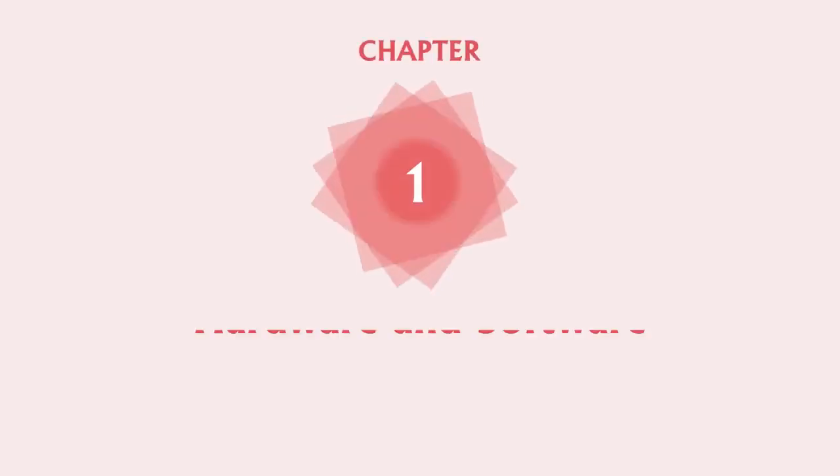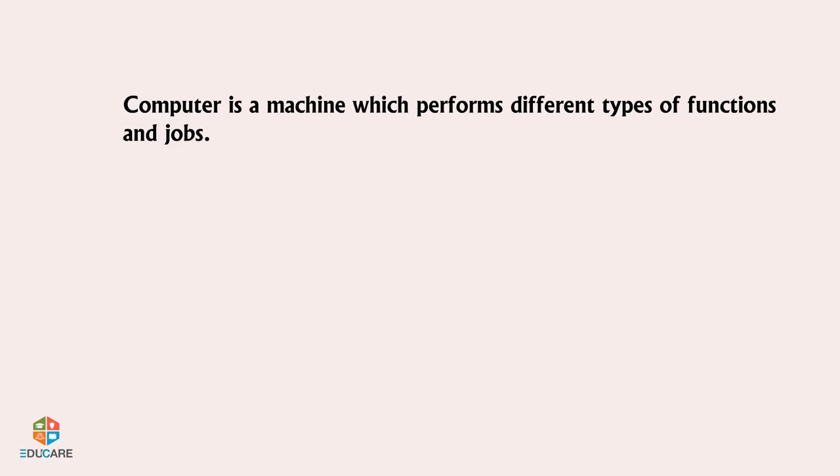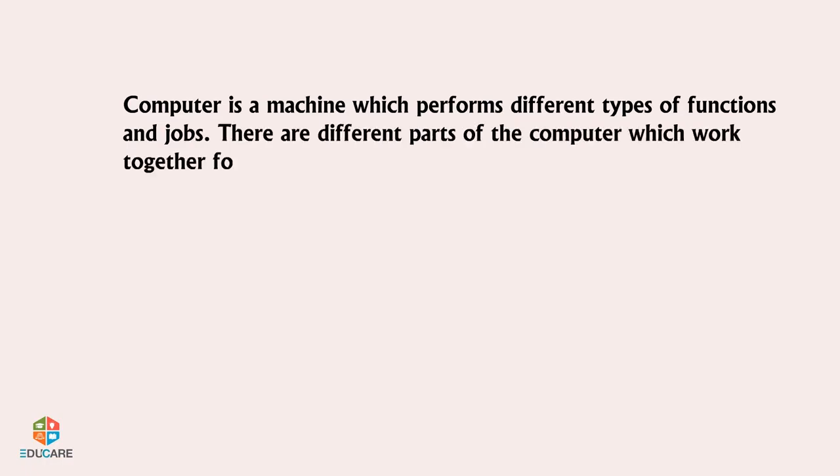Chapter 1: Hardware and Software. Computer is a machine which performs different types of functions and jobs. There are different parts of the computer which work together for forming a computer system.